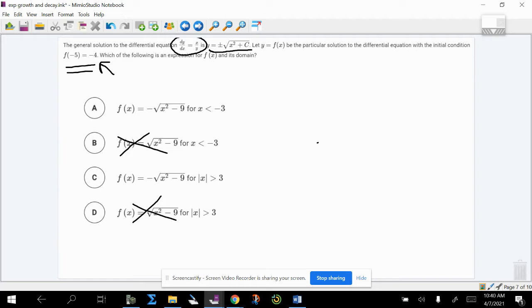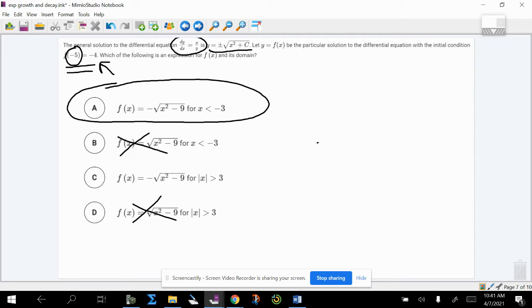So then the next piece is talking about the domain, which is not really something that we've talked about, but let me show you how easy this is to go through it. So your domain represents your x values. So we have two options. Either my x value is less than -3 or my absolute value of the x value is bigger than 3. Well, take a look at the actual x value in your problem. The x value in your problem is less than -3, which means that your answer is A. We won't really deal much with absolute value. Whenever you're working with these, you're going to be just looking at what is your given x value that you can plug in.